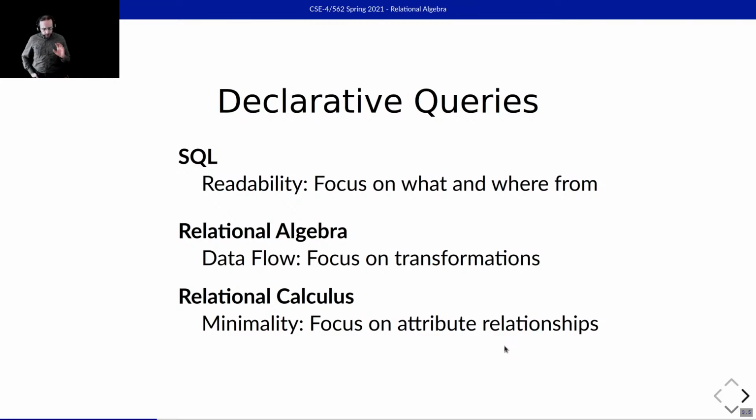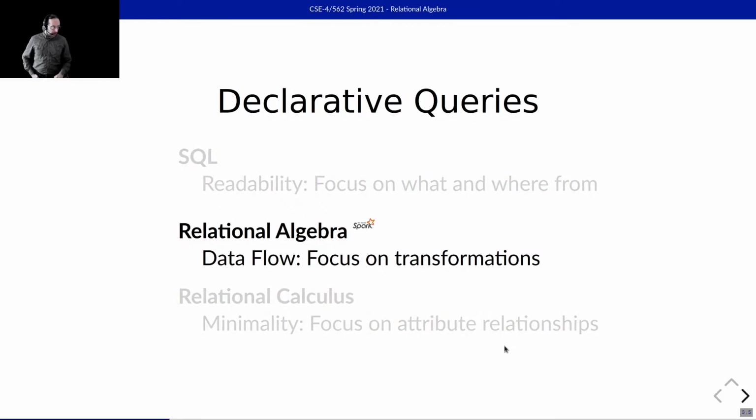The one we're going to be focusing on this semester, we'll get back to relational calculus. SQL is always going to be in the background because that's what the user is creating. But what we will be using for the first part of this semester is relational algebra. This is both because that data flow representation makes it really nice for reasoning about algorithms and about how the query is computed, but also because this is how Spark internally represents its queries.